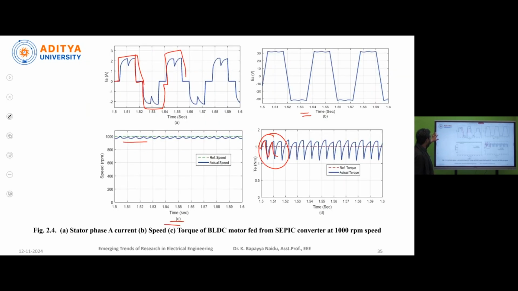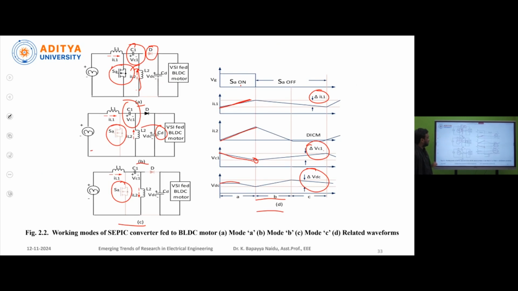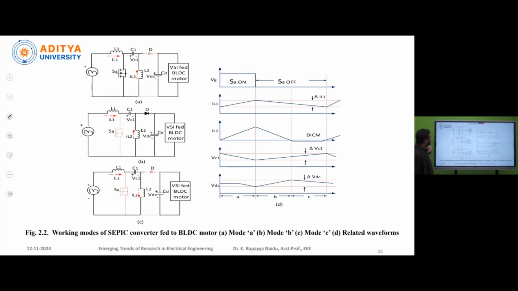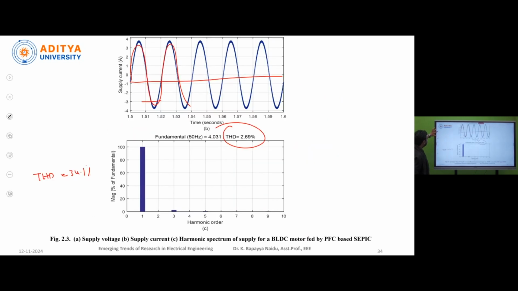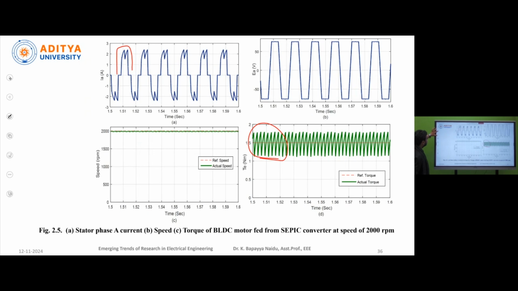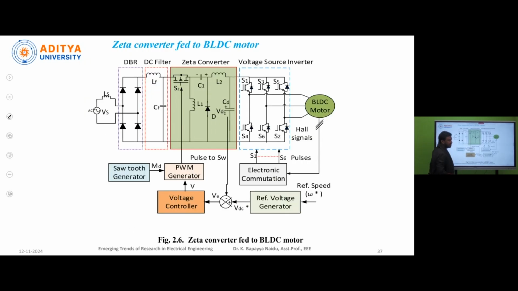Once again, come back to this CP converter. Okay, here if you are observing this figure, here also the same components: one switch, two inductors and two capacitors. The zeta converter also has one switch, two inductors and two capacitors.